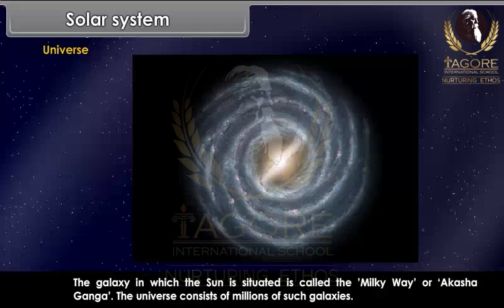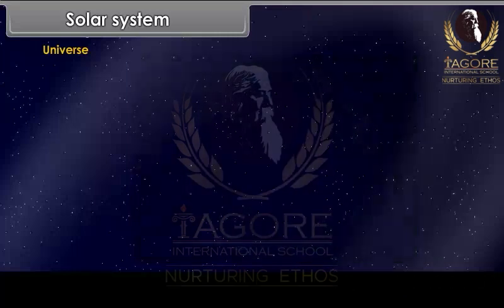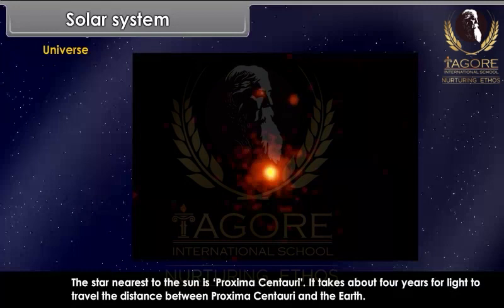The universe consists of millions of such galaxies. The star nearest to the sun is Proxima Centauri. It takes about 4 years for light to travel the distance between Proxima Centauri and the Earth.